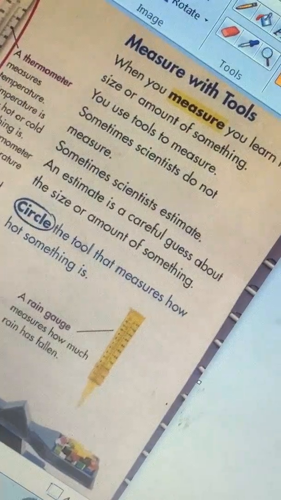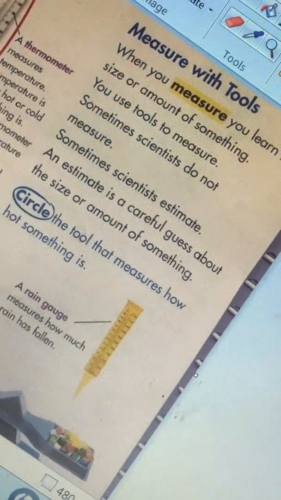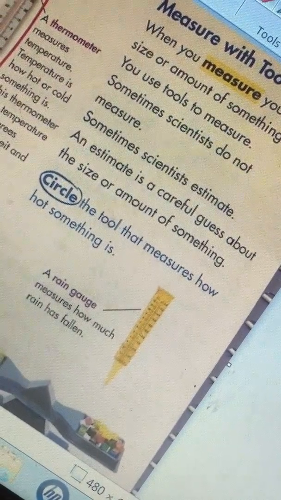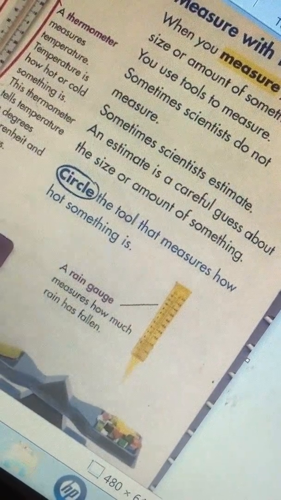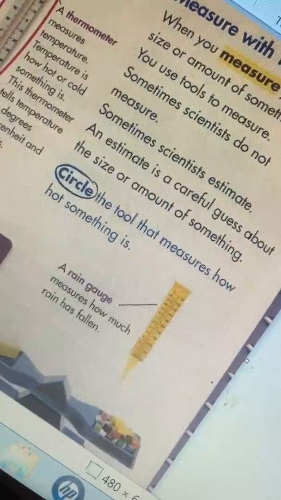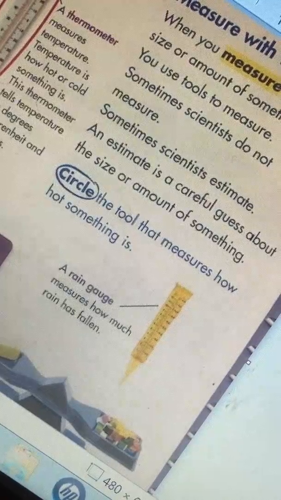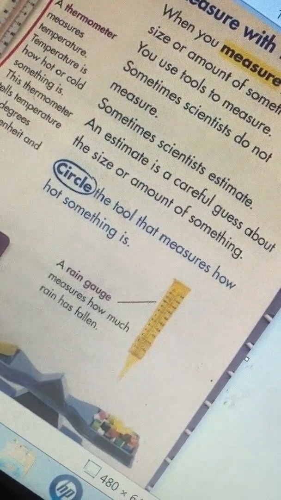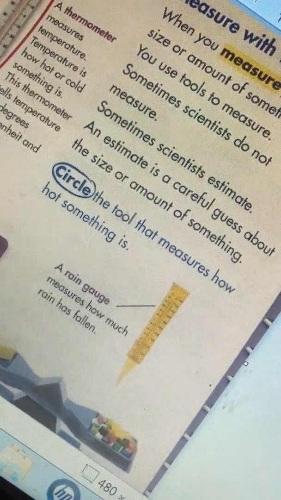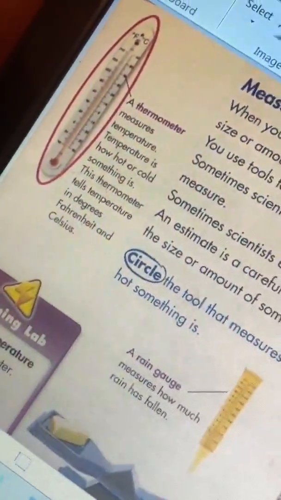Measure means to learn or know the size or amount of something. Scientists sometimes don't measure exactly, they just estimate. So they don't use tools to measure, they just estimate, a careful guess. They guess carefully about the result, about the size of an object or the amount of something. Estimate: a careful guess.